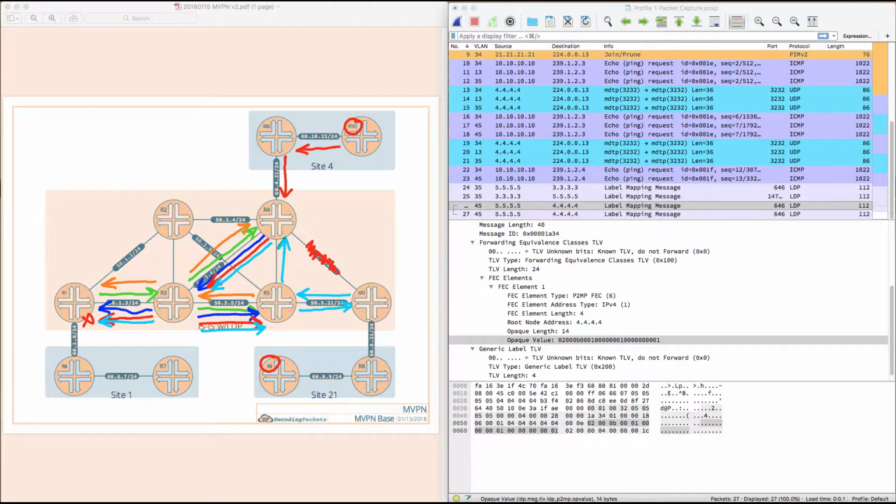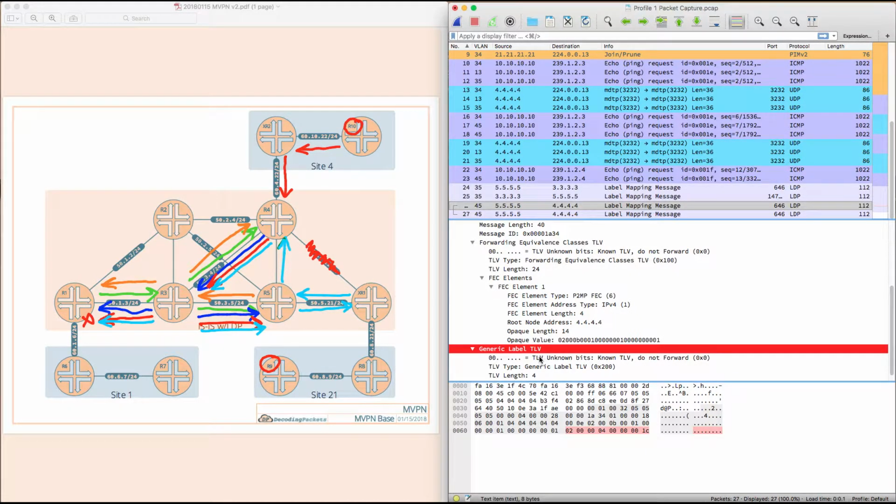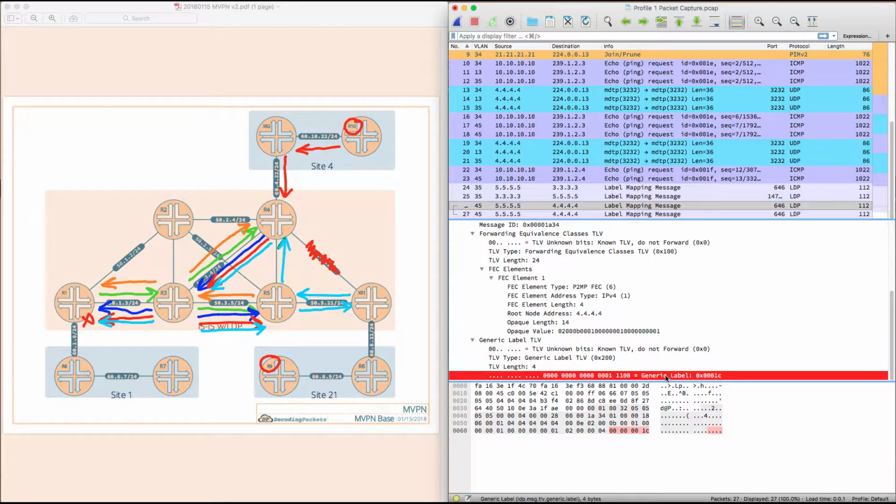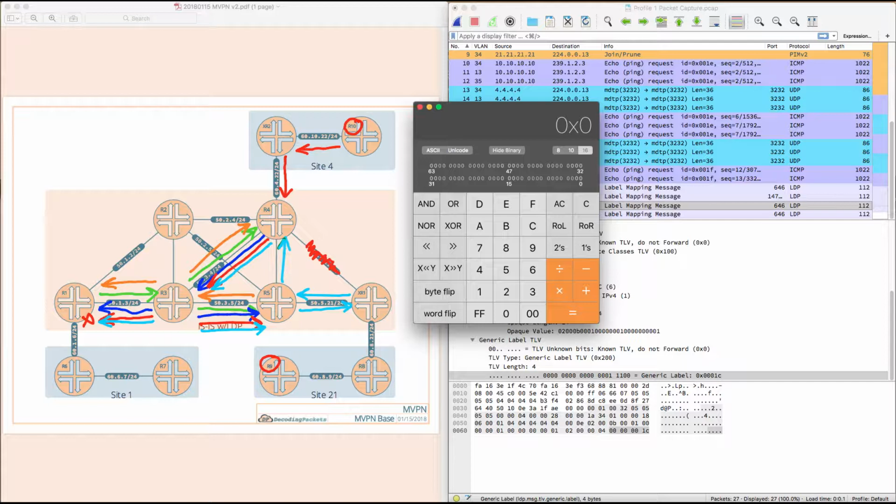Once that is done, the next part is just the label. In this case, the label was 1C, which, I'm not that good at hex, but whatever, 1C was the label. Let's quickly do this. 1C looks like it's the value 28. So what should happen now is that 239.123 should start using the label value 28 as it goes from R4 to R5.